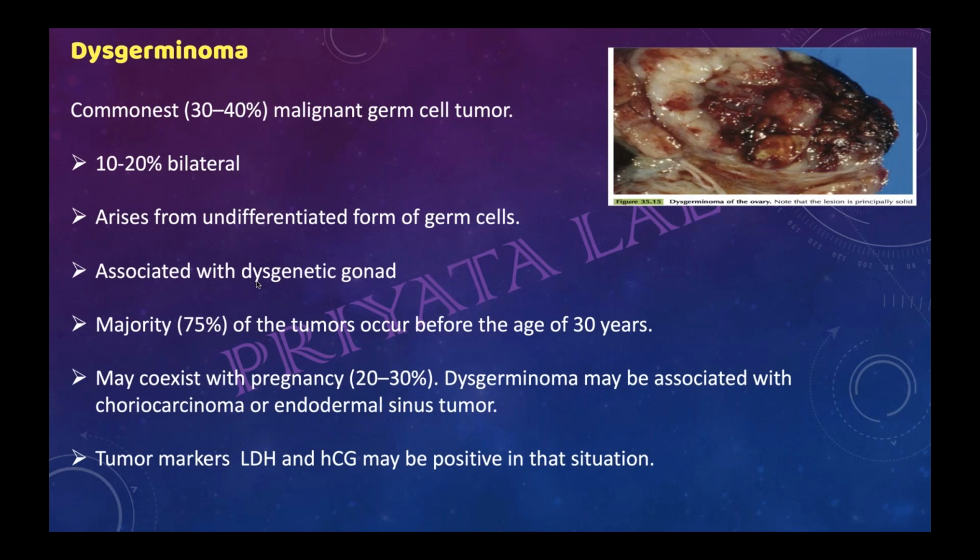Okay, they present at a young age. They may coexist with a pregnancy also, and dysgerminoma may coexist with other tumors also, like choriocarcinoma, or an endodermal sinus tumor. So dysgerminoma can be with pregnancy, with choriocarcinoma, or with an endodermal sinus tumor. And the tumor markers we have read in the table. So what are the tumor markers? These are LDH and HCG only. So LDH and HCG are the tumor markers for dysgerminoma.